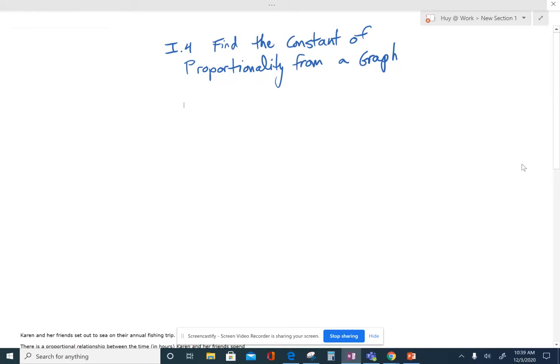Today's lesson is on I.4. Find the constant of proportionality from a graph. All right. So the constant of proportionality is something that you were introduced to about 3 weeks ago, and it has a formula that is K, which stands for the constant of proportionality, equals y over x.